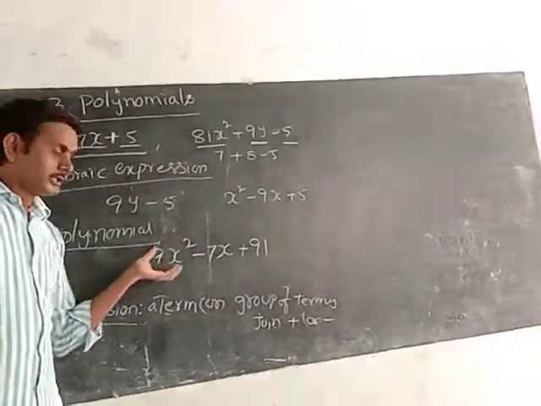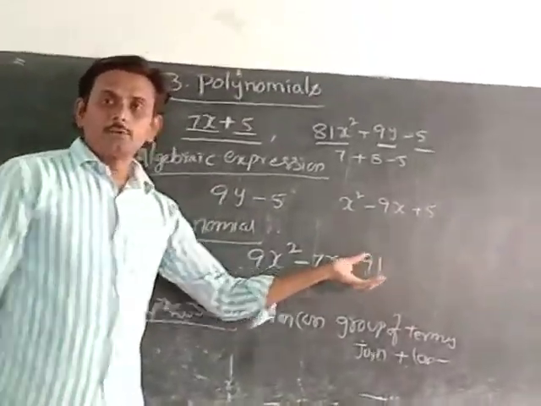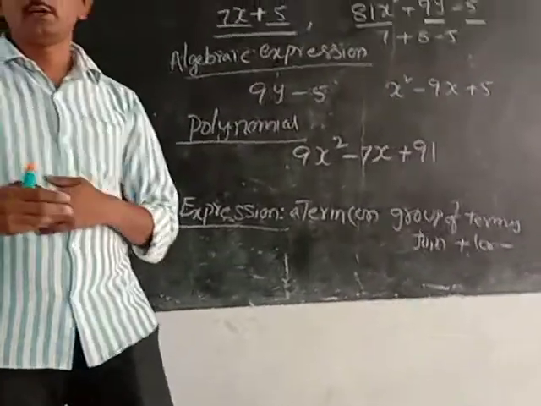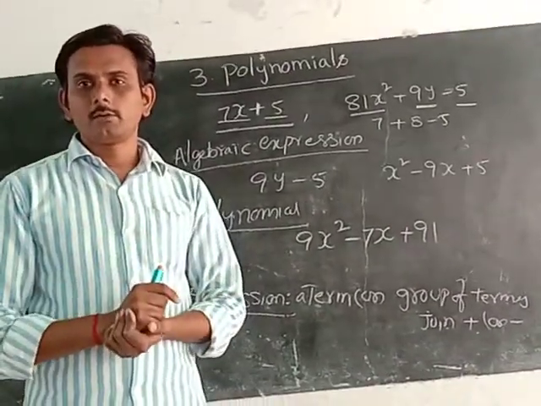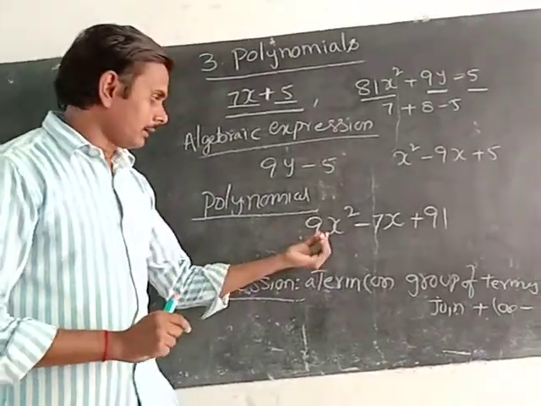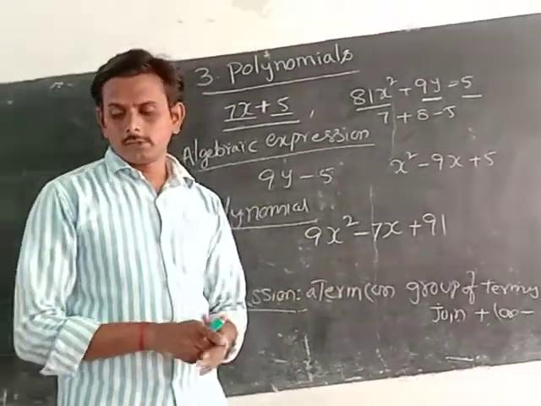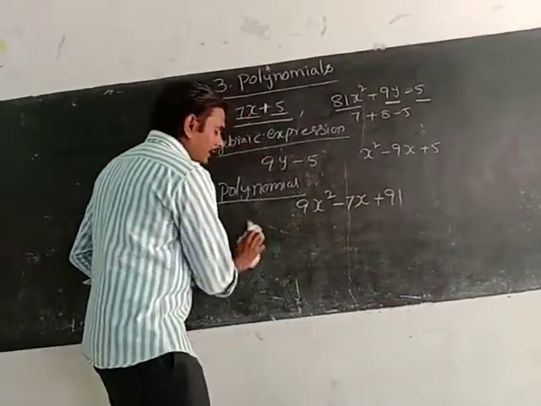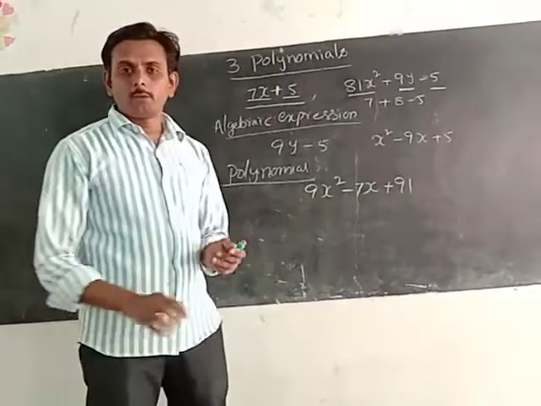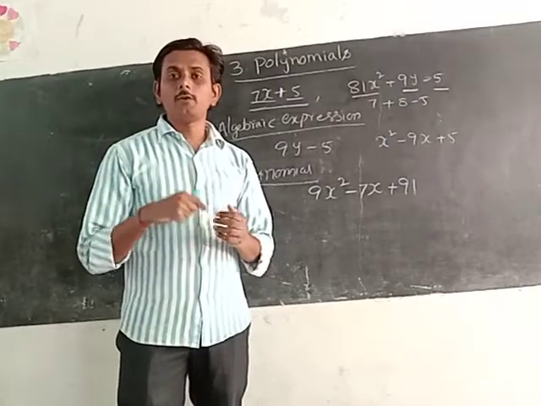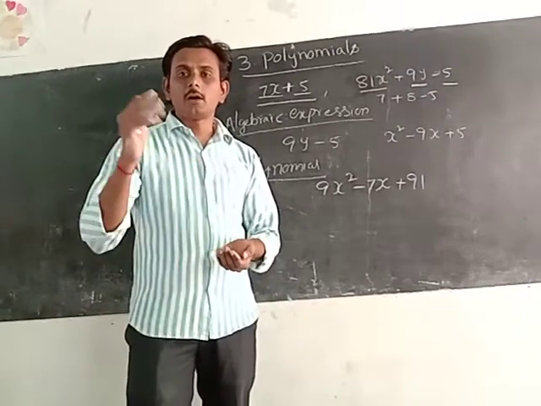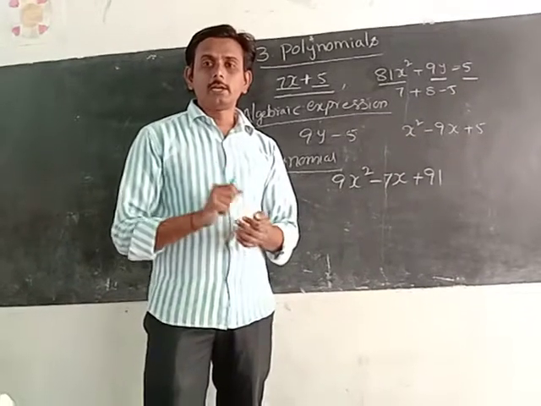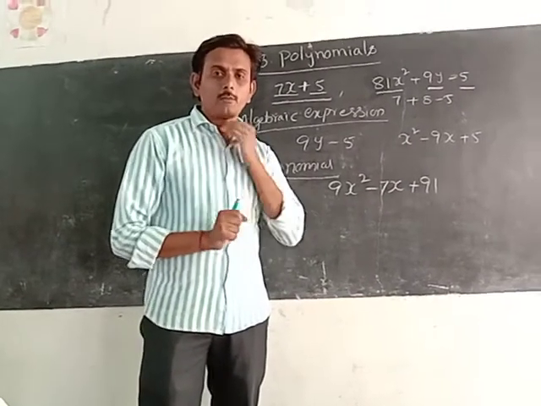That means if you consider an expression, the variable involved should have a non-negative integer power. Non-negative means that it is not a negative number. That should be a positive number. Then this is called the polynomial. What is a polynomial? An algebraic expression whose variable is raised to a non-negative integer power is called a polynomial.